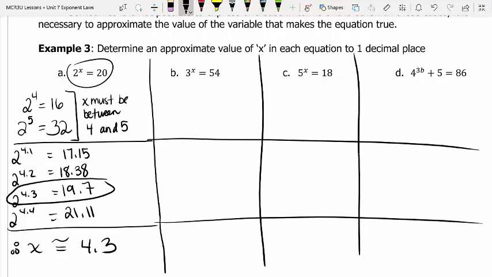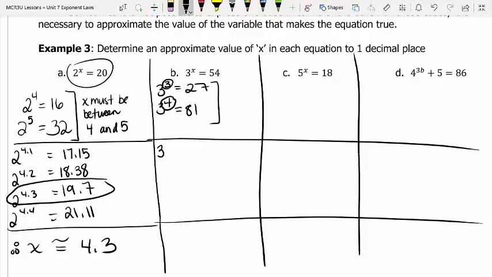All right, let's try the next one. 3 to the power of x equals 54. It's impossible to convert 54 into a power with a base of 3. So let's just start approximating. We know that 3 squared is 9, so it's got to be higher than 3 squared. If we try 3 cubed, we get 27, so it's still got to be higher than that. If we try 3 to the power of 4, we get 81. So I know that x must be in between 3 and 4.